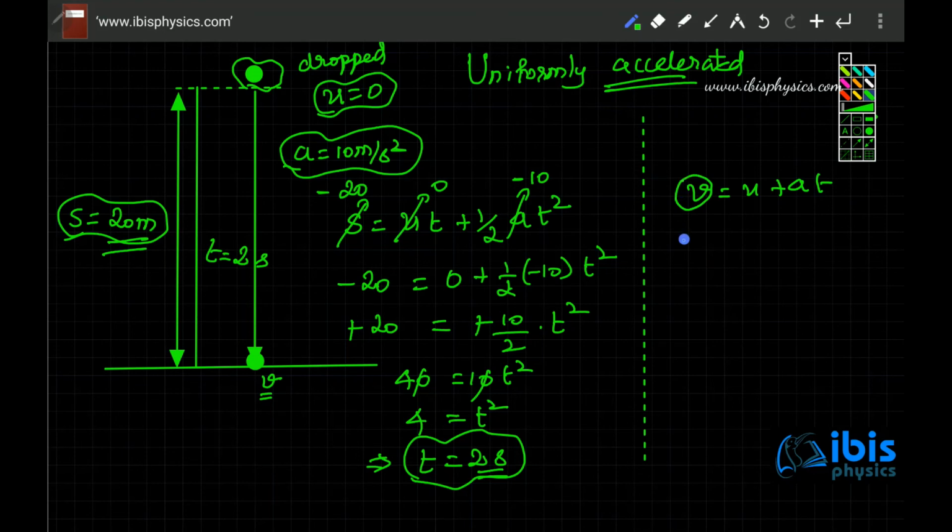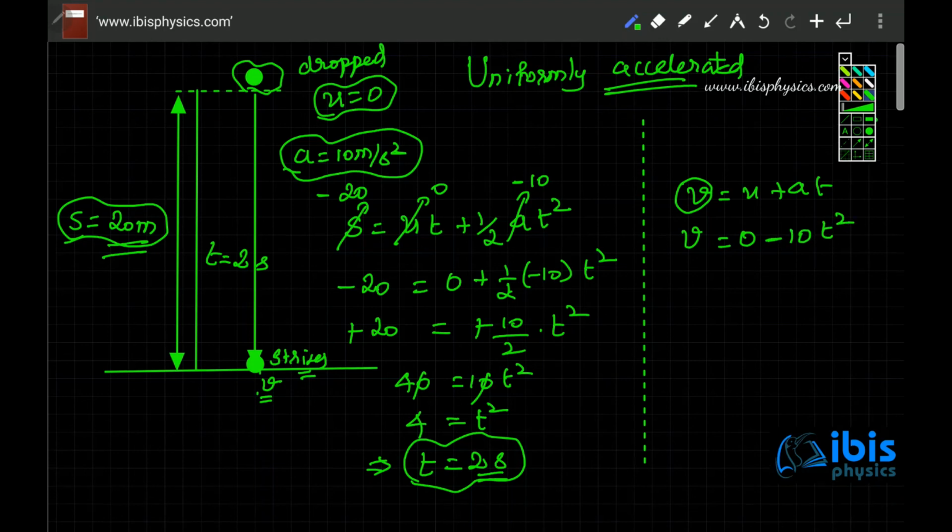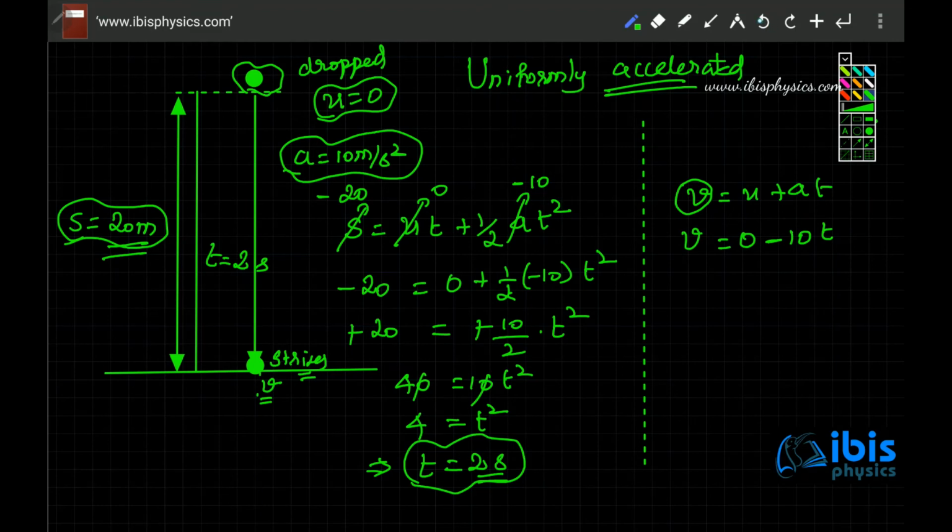So the final velocity of strike, you want to know with what velocity it strikes the ground. Initial velocity when it is dropped is 0, acceleration is downward, so it is minus 10 into t. The duration of striking the ground is 2. So v equal to minus 2 into 10, 20 meter per second. It strikes the ground with a speed of 20 meter per second.